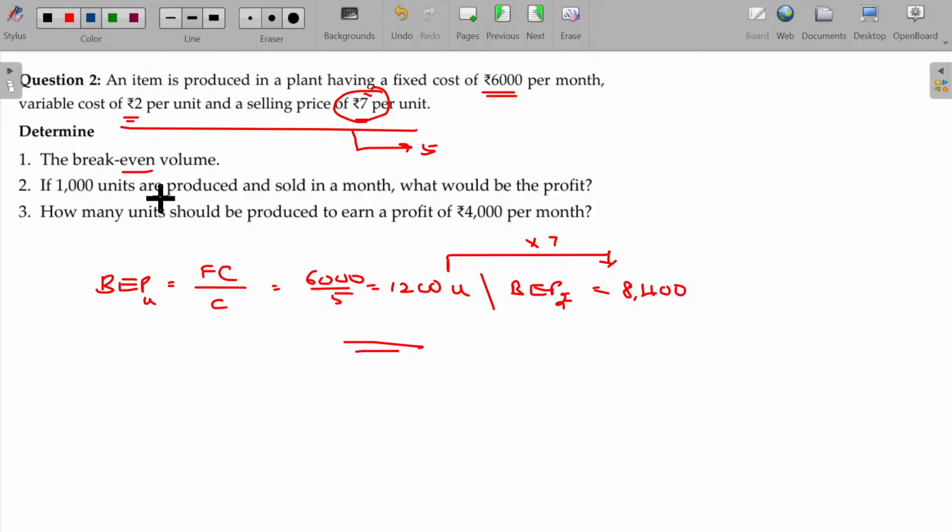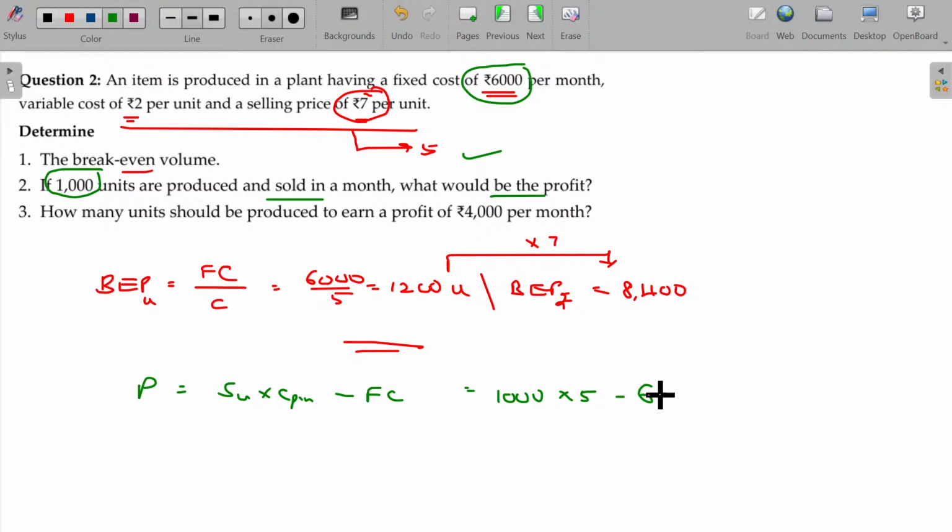Now, if 1,000 units are produced and sold in a month, what would be the profit? So you have to find out the profit here. For the calculation of profit, profit is equal to sales into PVR, or what you can do, sales units into contribution per unit. This is the total contribution minus fixed cost. So sales being 1,000 units, for selling every unit you get 5 rupees being the contribution, and 5,000 will be the total contribution. Your fixed cost 6,000 should be subtracted, so you are actually facing loss.